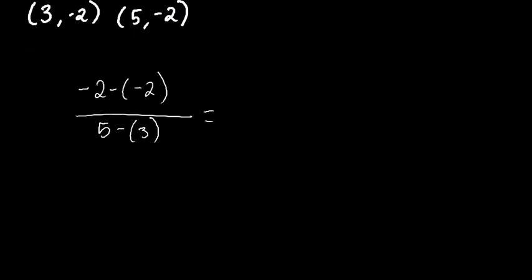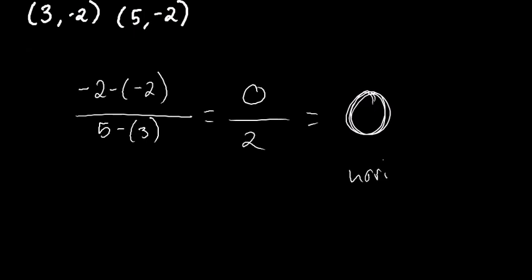Last slope example. So -2 minus a negative is a positive. -2 plus 2 gives me a 0 on top. 0 divided by anything is 0. Since I already know an undefined slope is a vertical line, a zero slope is going to be a horizontal line. Horizontal.